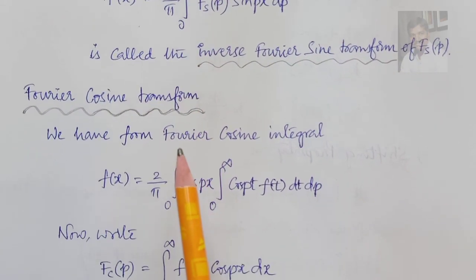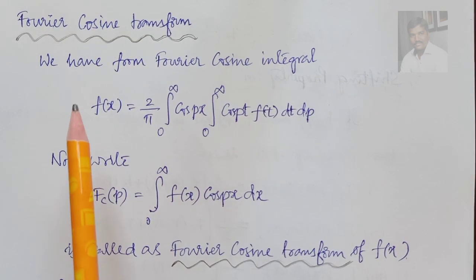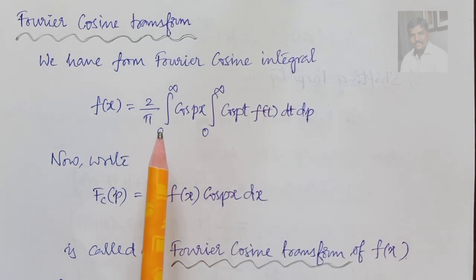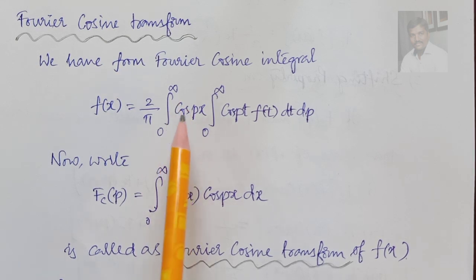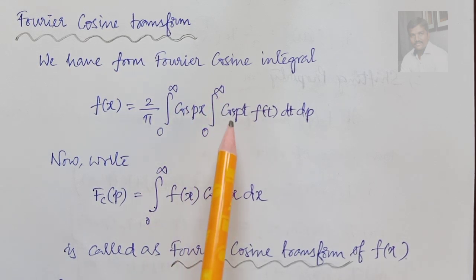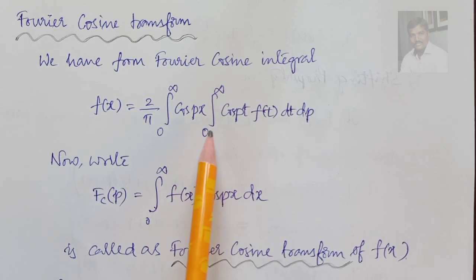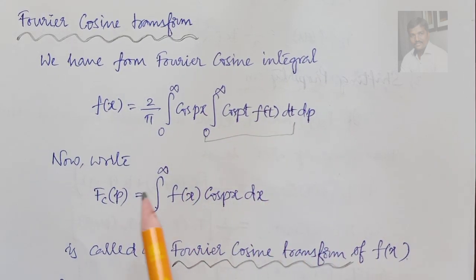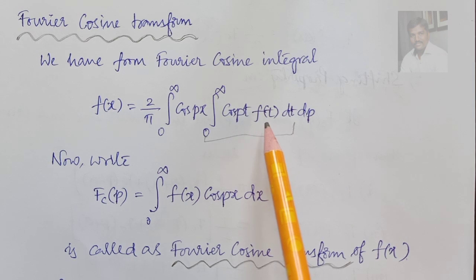Now let us discuss the Fourier cosine transform. Similarly, from the Fourier cosine integral, this is the formula we have: f of x is equal to 2 by pi into integral 0 to infinity cos px into integral 0 to infinity cos pt f of t dt dp. Now, if we write this part as Fc of p, that is the Fourier cosine transform of f of t or f of x.